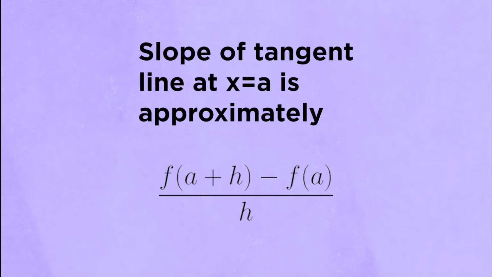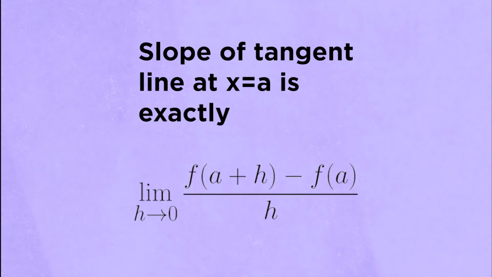How can we use this approximation to find the true slope of the tangent line, though? What we would like to do is make the approximation perfect by merging the two points we are using for the secant line. We can't do this directly because then we would have 0 over 0 in our slope formula. Instead, we do the next best thing. Rather than setting h equals 0, we let h approach 0 and take the limit. This leads to the definition.